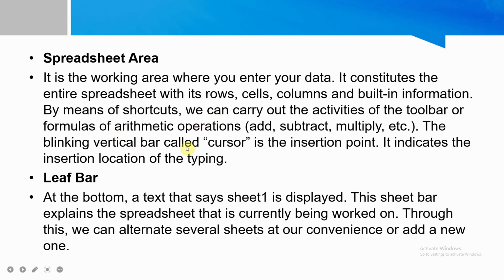The blinking vertical bar is called the cursor, the insertion point. You can see it where you place it, and it indicates the insertion location of the typing.